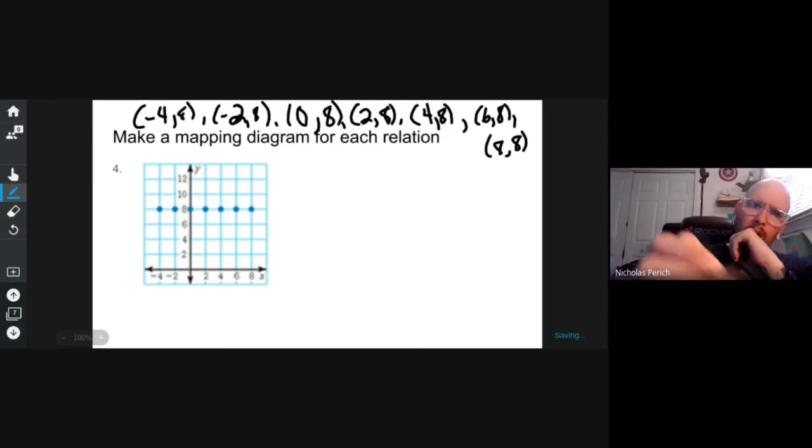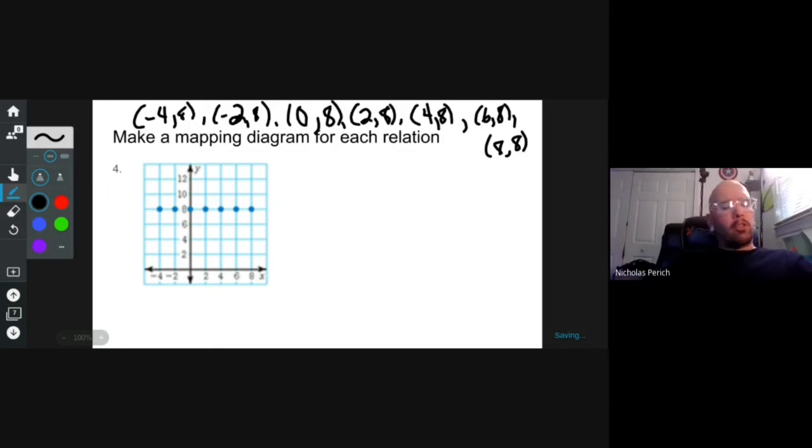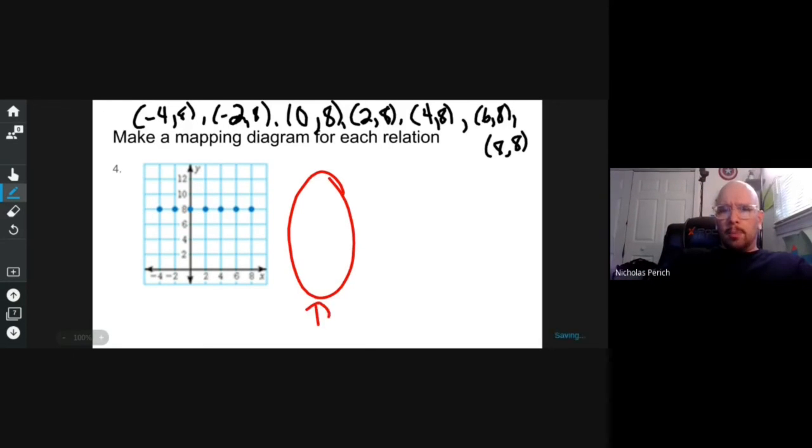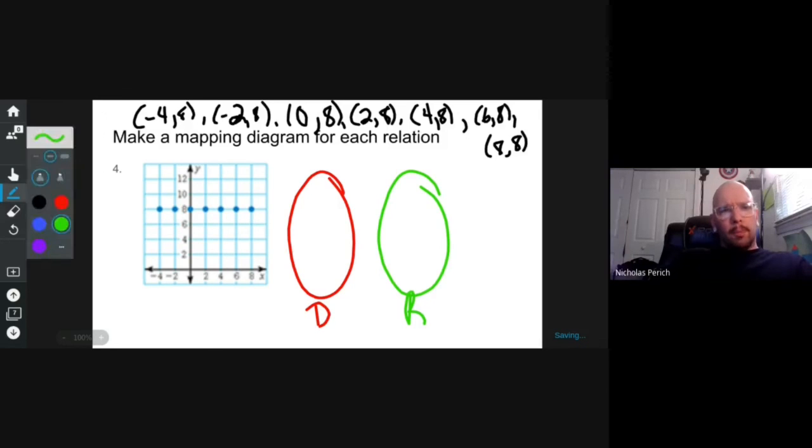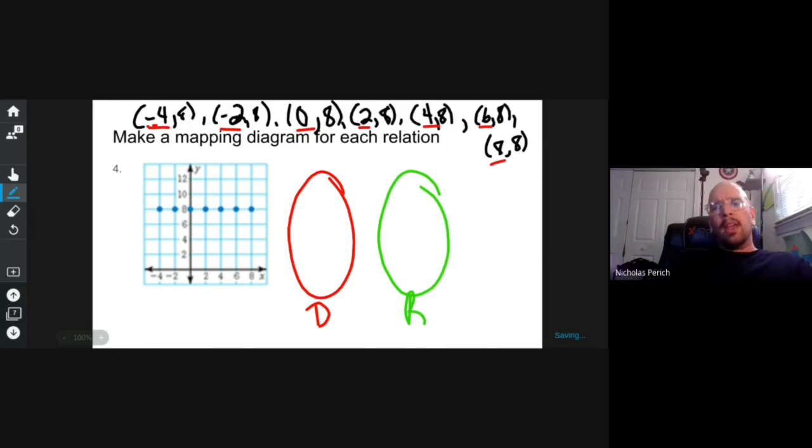Well, the rules don't change. Whether I have 3 points or 7 points, I'm going to write a bubble on the left and put a D for domain. And I'm going to put a bubble on the right and put an R there for range. Let's find my domain. I have -4, and I have -2, and I have 0, and I have 2, and I have 4, and I have 6, and I have 8, and they're already in order. God is good. -4, -2, 0, 2, 4, 6, 8.